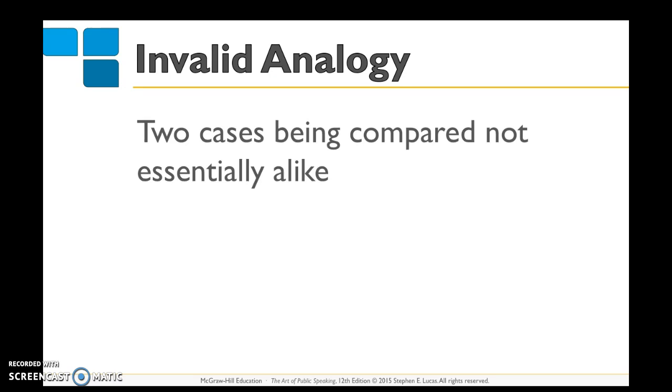Invalid analogy occurs when you're reasoning through analogy and the two cases being compared are not essentially alike. As discussed last week, when reasoning with analogy, a speaker concludes that what is true for one case is also true for the other. But an invalid analogy will occur when the two cases being compared are not alike. So you need to make sure that what you're comparing are alike to make sure that this reasoning is valid.